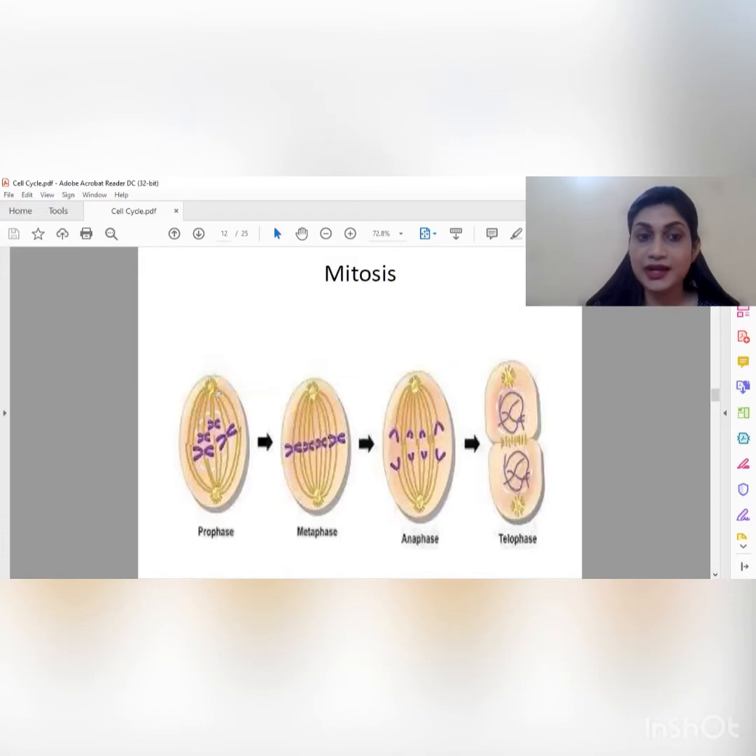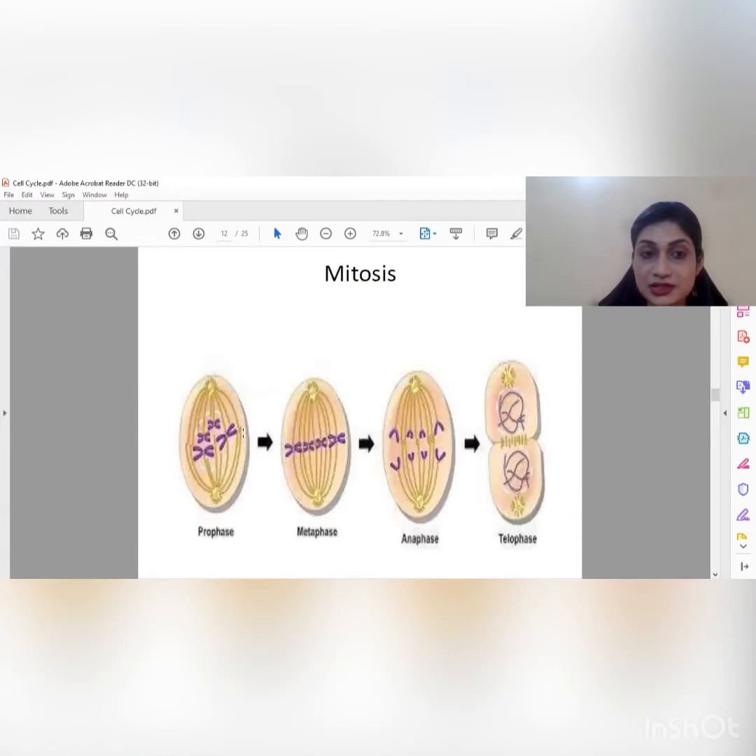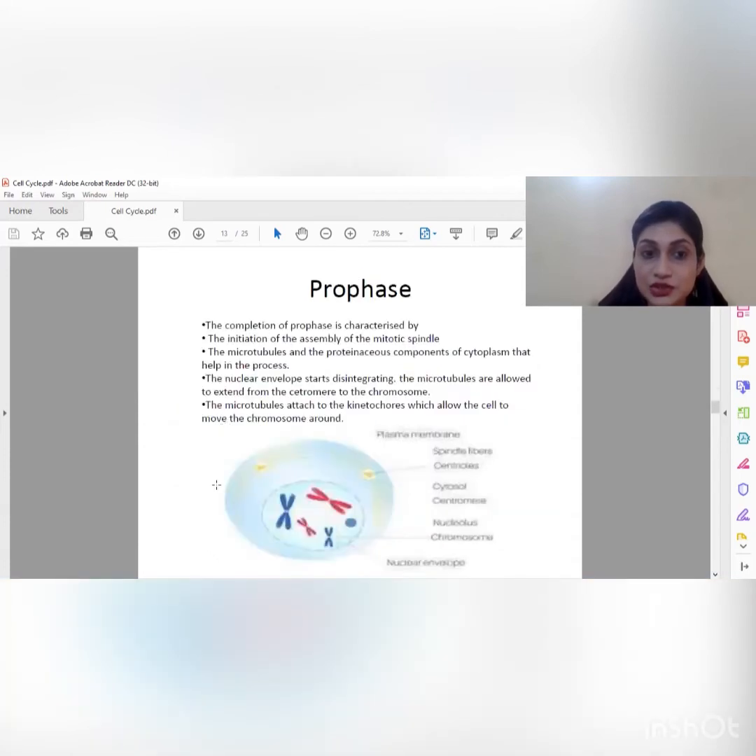These are mitotic spindles. This phase is basically characterized by the presence of mitotic spindles, and the centrioles go to the opposite poles. These centrioles are the acting force. The nuclear envelope disappears. The microtubules and the proteinaceous components of the cytoplasm help in this process. So what are mitotic spindles? These are basically proteinaceous components.